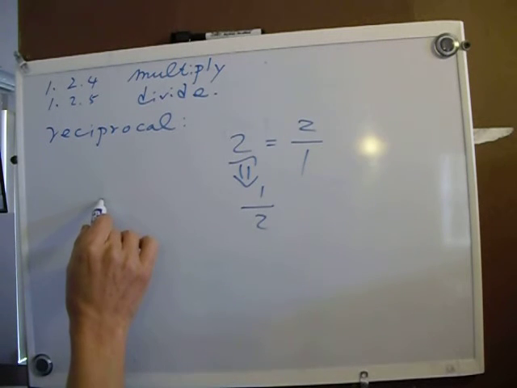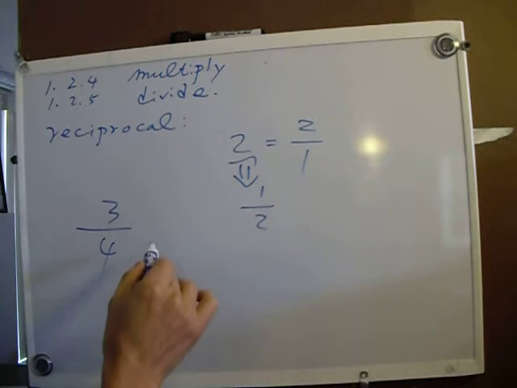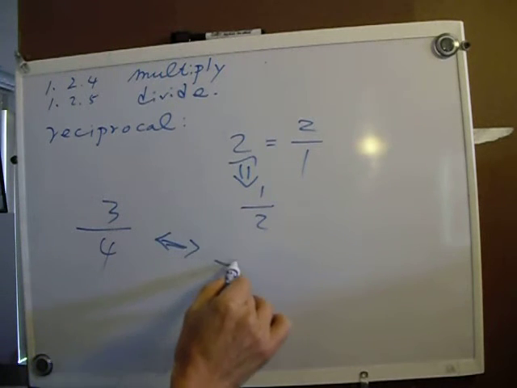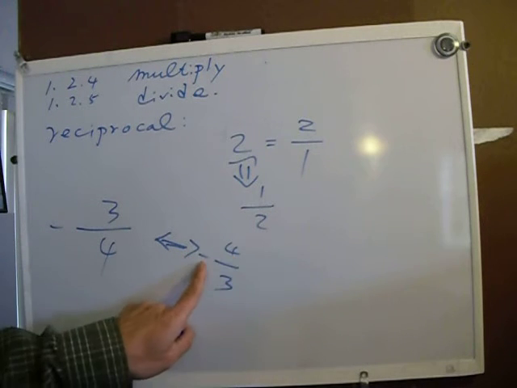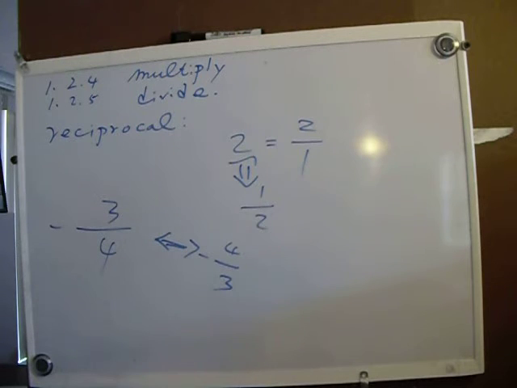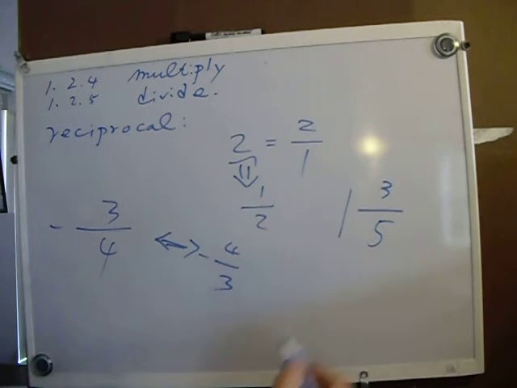If you have a fraction like 3/4, the reciprocal of this number is 4/3. If you have a negative number, then just keep the negative sign and flip it over.